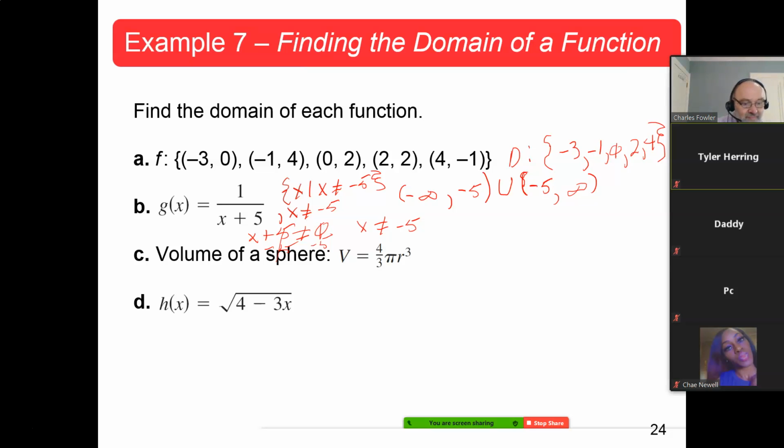Now, are there any limitations? In the first place, what's your independent variable? What is your dependent variable? We got to determine that first. What is your input? What's your output? Any guesses?